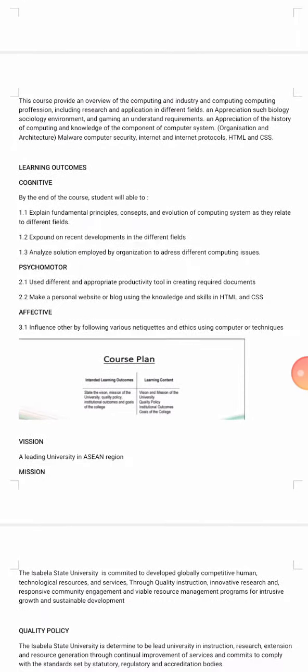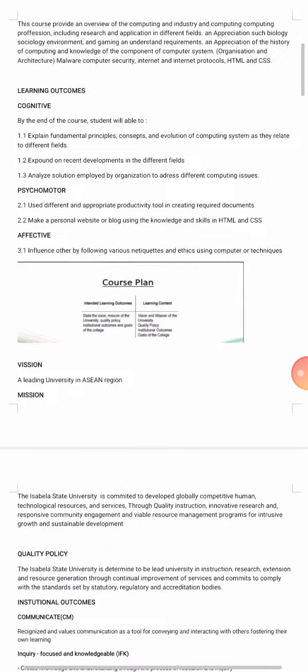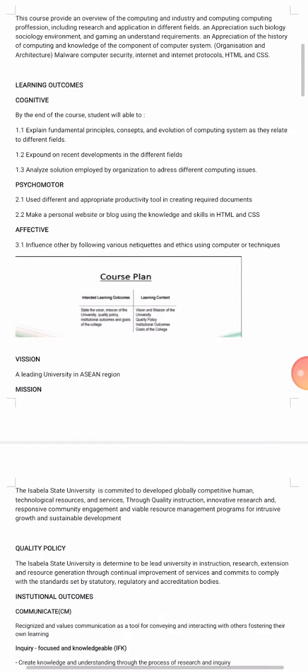Learning outcomes. Cognitive. By the end of the course, students will be able to: 1.1 explain fundamental principles, concepts, and evolution of computing systems as they relate to different fields. 1.2 expound on recent developments in the different fields. 1.3 analyze solutions employed by organizations to address different computing issues.